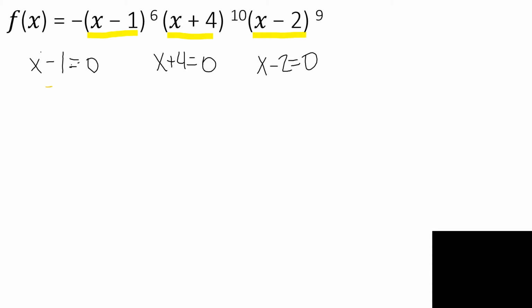We're going to go ahead and add 1 to both sides. The 1's cancel, and we have that x equals 1. Come over to the middle problem. We've got minus 4 on both sides, so we've got x equals negative 4. And then the last one, we're going to add 2 to both sides, and we will have x equals 2. Okay, we have all those things.